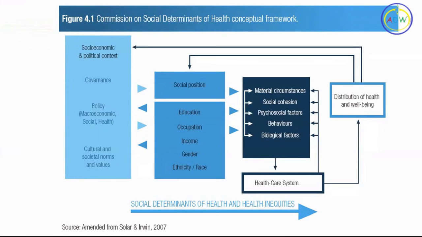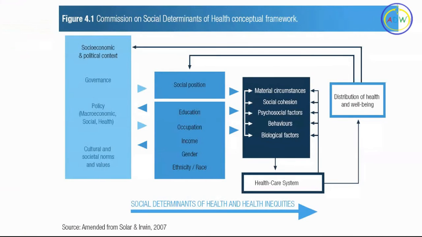Here the WHO Commission presents its framework. You see the conceptual framework, where we have to consider all social determinants of health from the left side to the right side, and from above to down. You see that on the left side they gave the basic or fundamental social determinants of health, which include the socio-economic and political context, represented by governance, policy, cultural and societal norms and values.